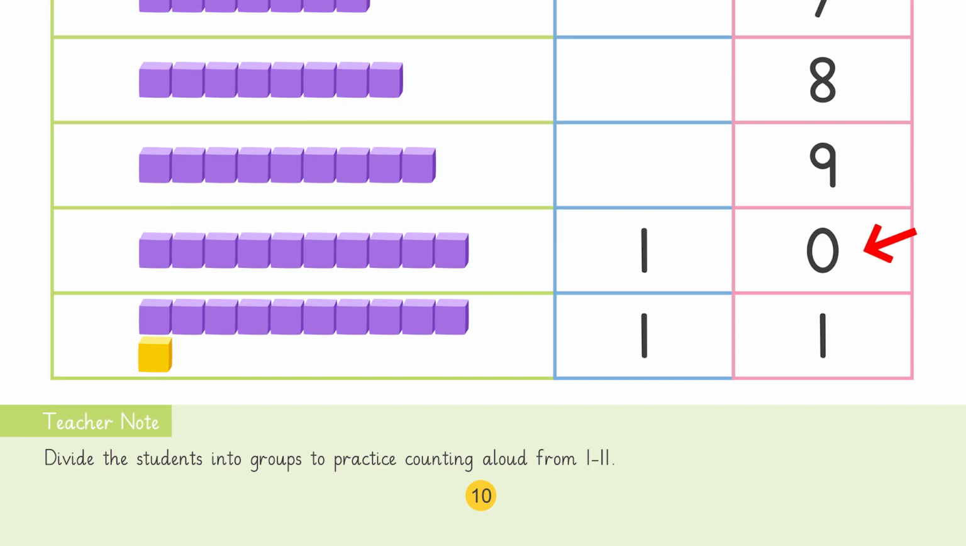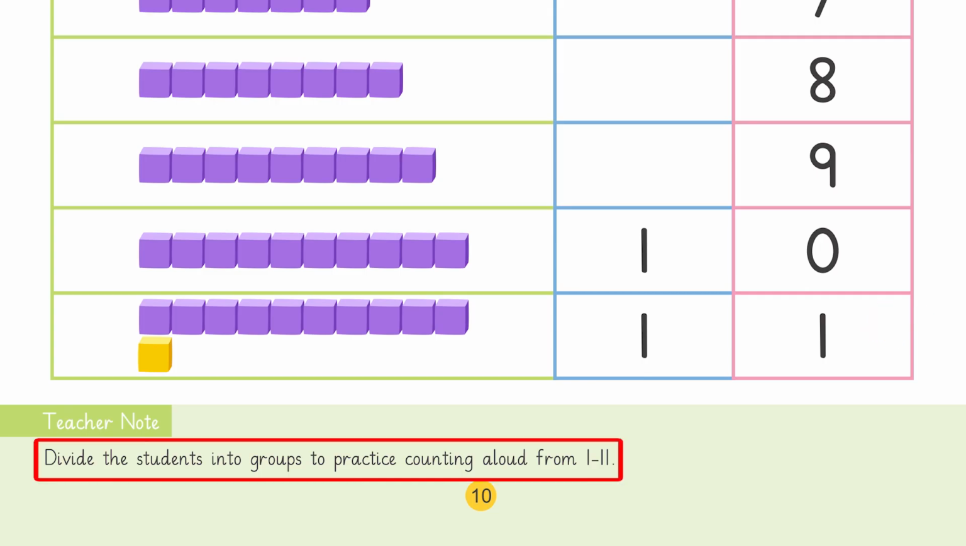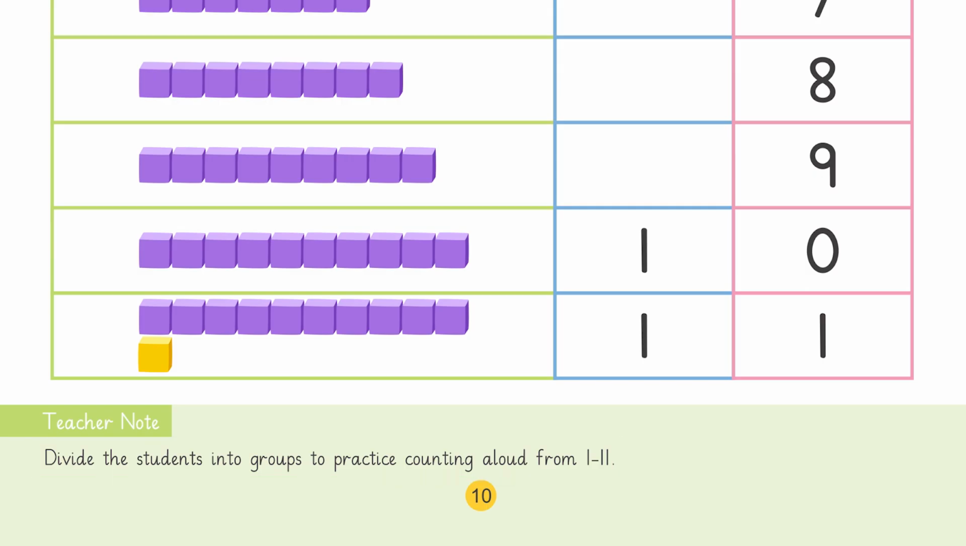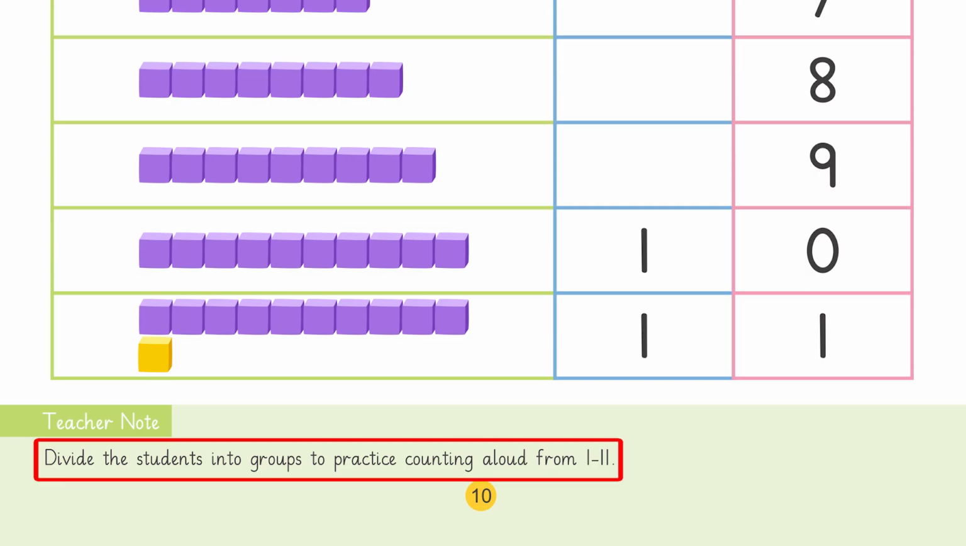And when we jump onto the number 11, we have 10 purple blocks which are showing 1 unit of 10, which are showing one group of 10 and 1 unit separately. Yes. The purple ones are one group of 10 and 1 unit. So 10 and 1 together they will make 11. Teacher's note, divide the students into groups to practice counting aloud from 1 to 11.